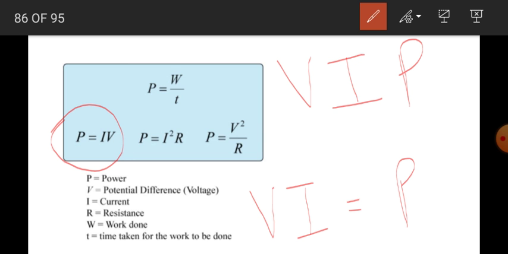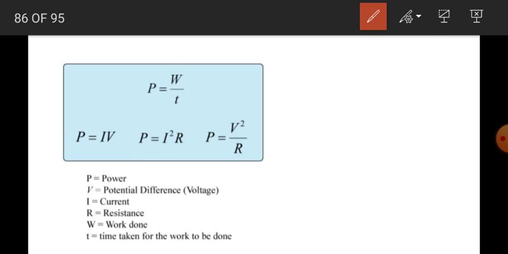So VIP, isn't it looking like this equation? P is equal to VI, P is equal to VI, right? So using the VIP mnemonic we can remember this formula. Let me write it down once again. V I P, right, if we put an equal to sign in between then this equation is formed. So basically all you need to do is remember the formula. This is how you can remember.